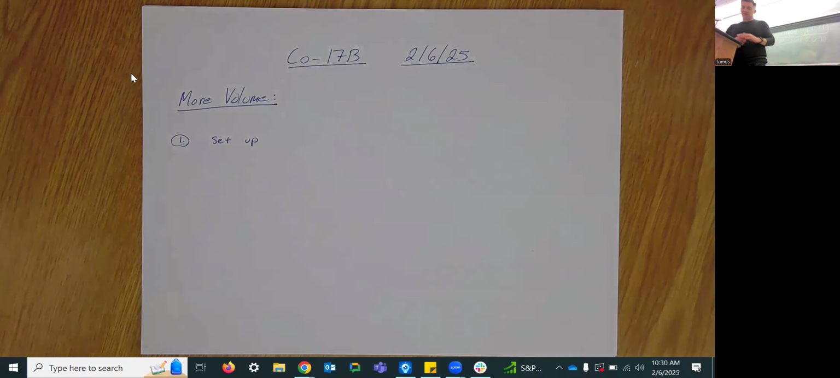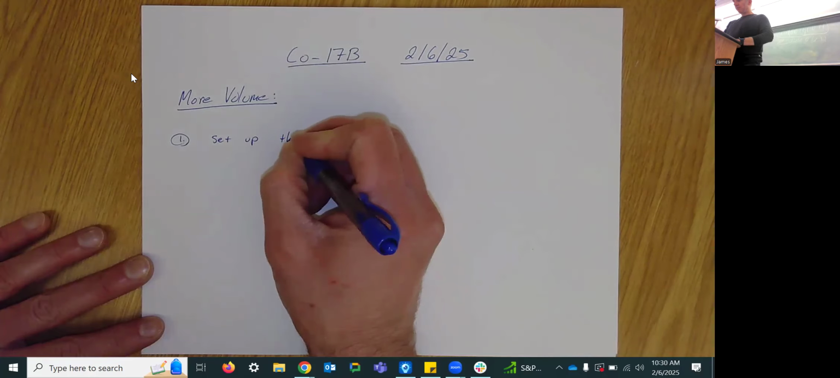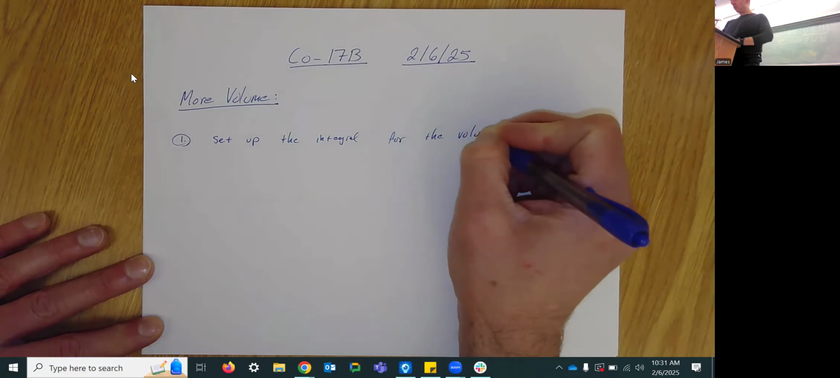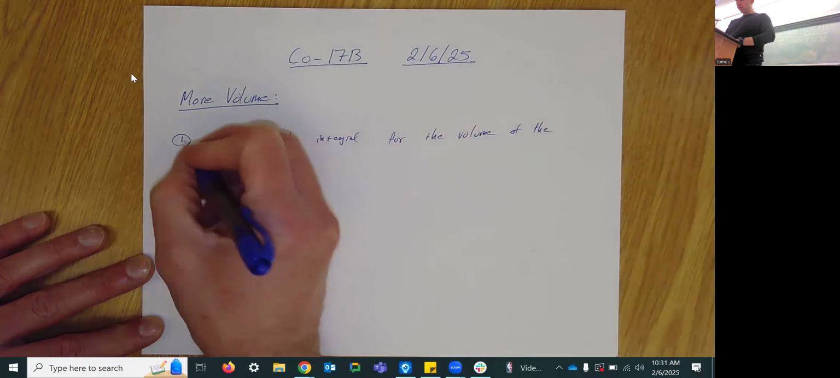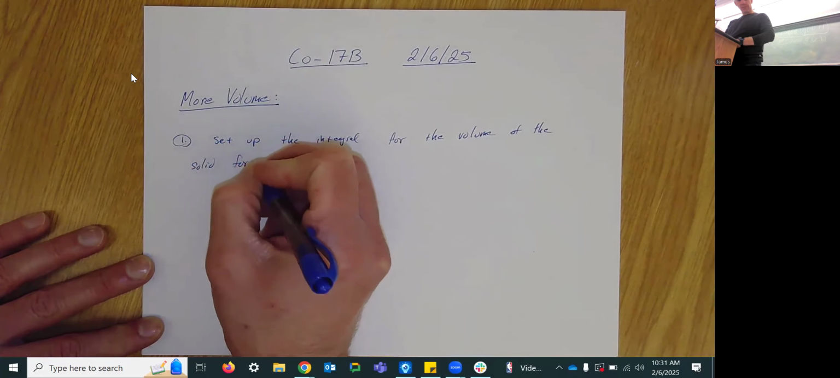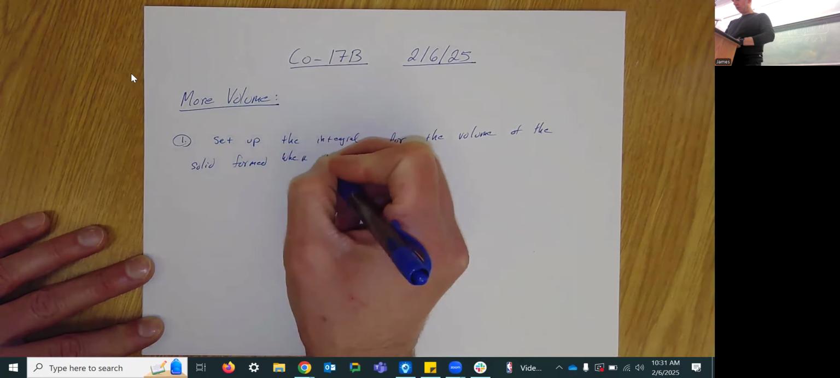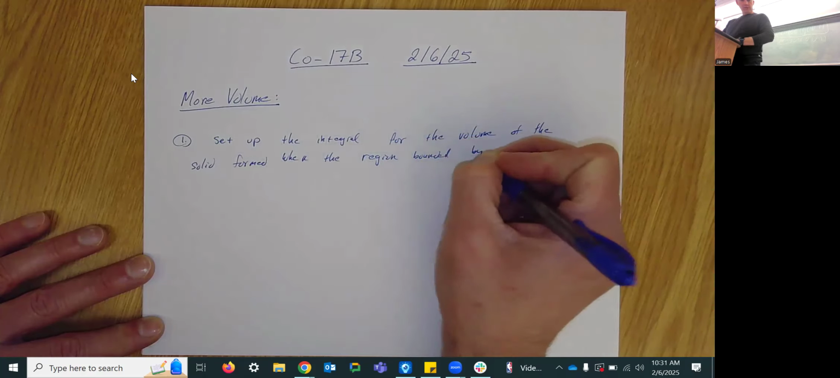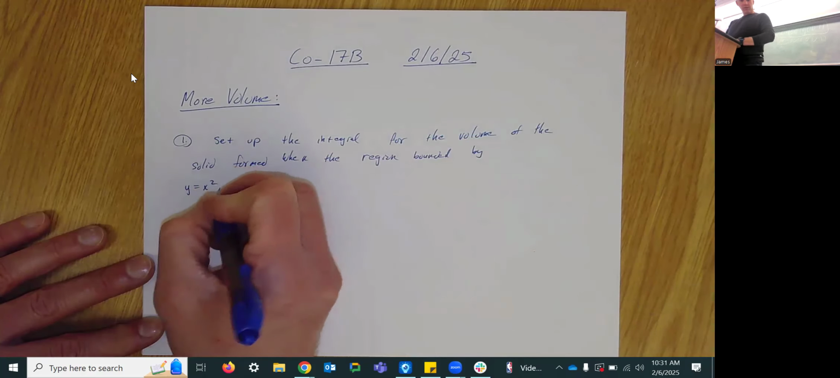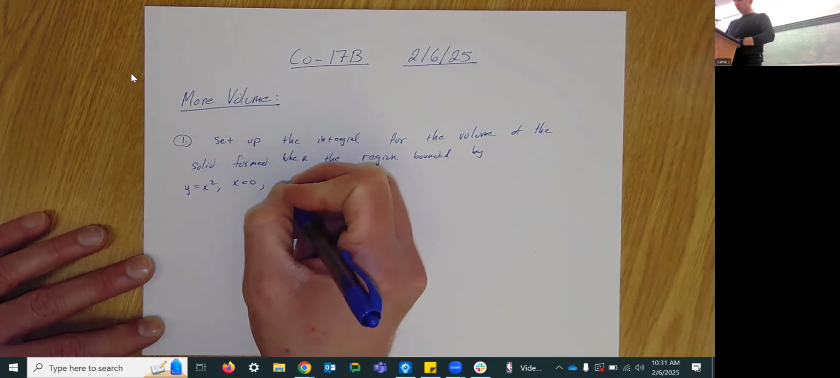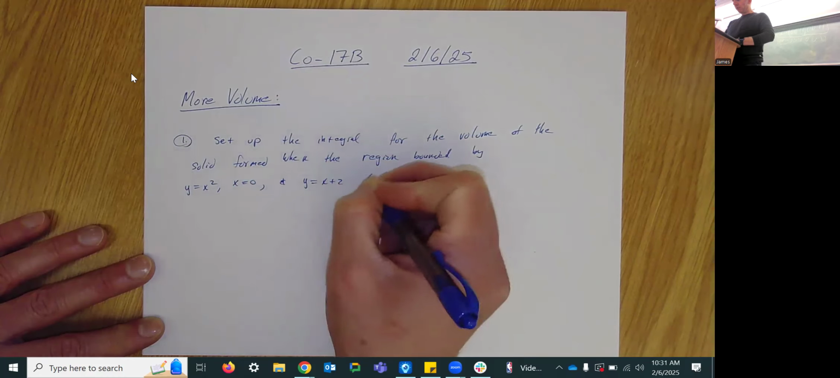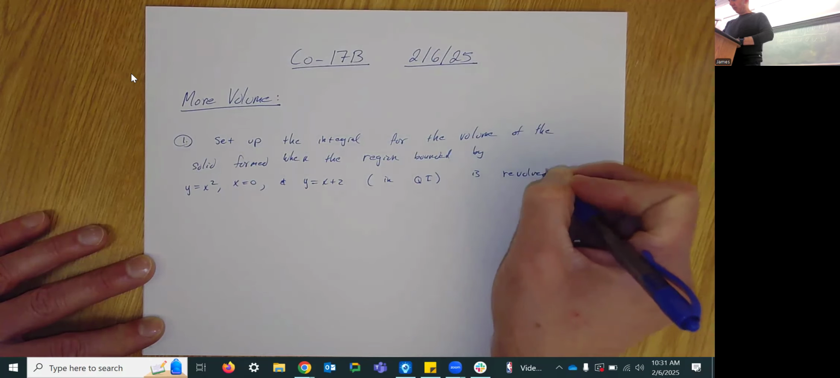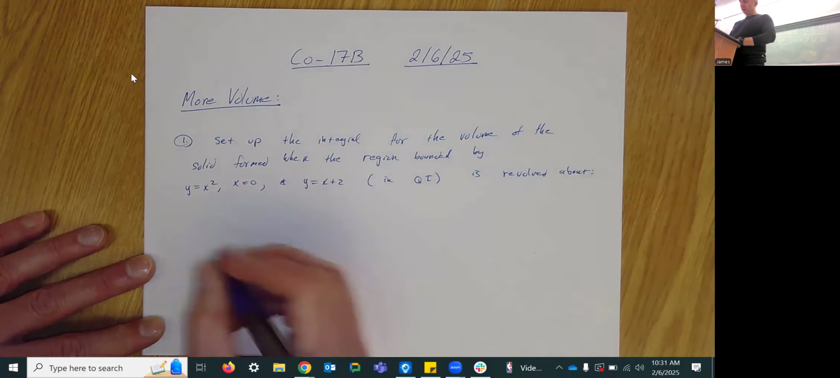I'm going to write set up here, but we might actually evaluate this one, so we'll see. So we're going to set up the integral for the volume of the solid formed when the region bounded by y equal to x squared, x equal to 0, and y equal to x plus 2 in the first quadrant is revolved about, and the first part will be the x-axis.